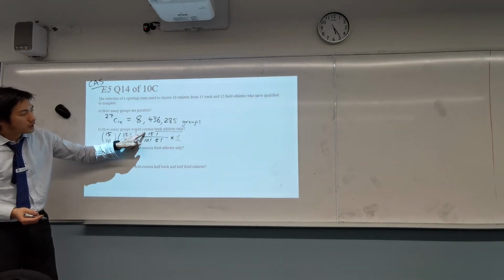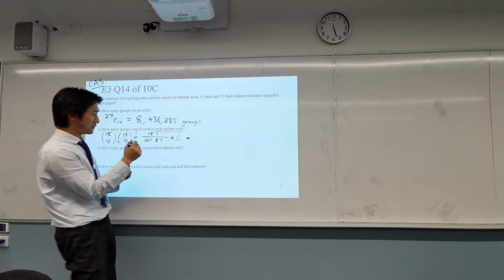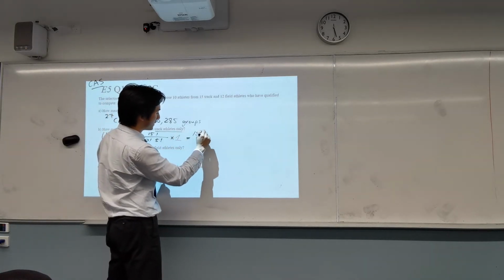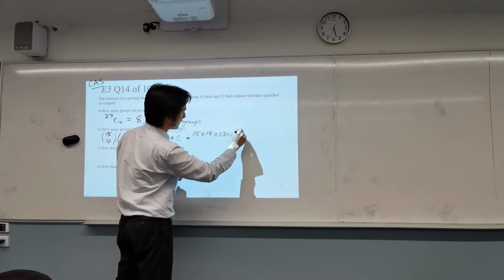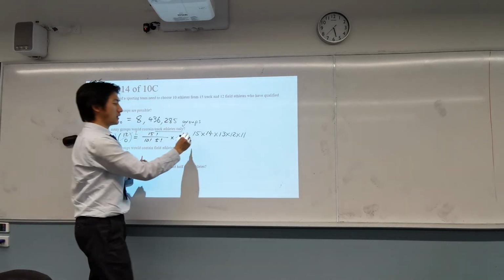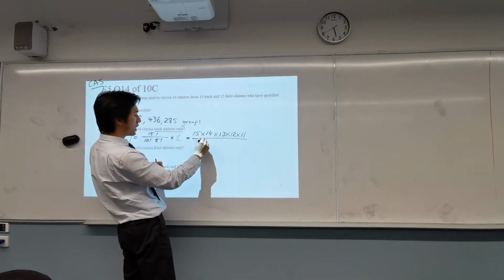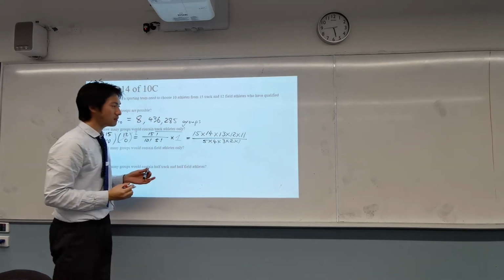We need to evaluate this 15 factorial fraction. We've got 15 factorial, which is the result of 15 times 14 times 13 times 12 times 11. I don't write 10 because it'll cancel out. Divided by 5 times 4 times 3 times 2 times 1.